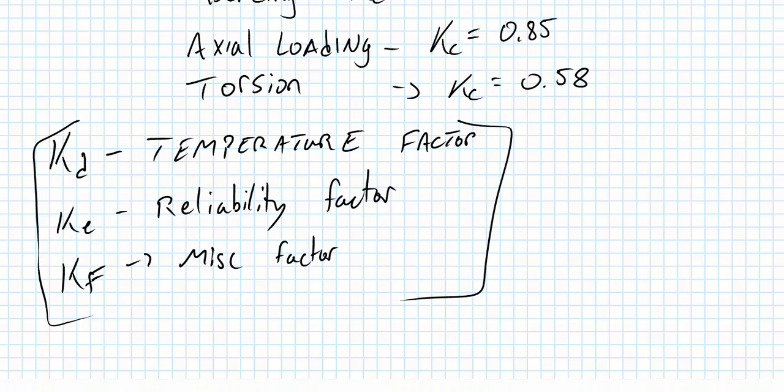KD, or the temperature factor, often comes into play if we're dealing in unusual temperature regions. The reliability factor accounts for the fact that there's an uncertainty according to the tests in the RR Moore test stand, and they're calculated at a certain percent confidence level, and we may want to be more or less confident than that. And the miscellaneous factor accounts for other miscellaneous things.